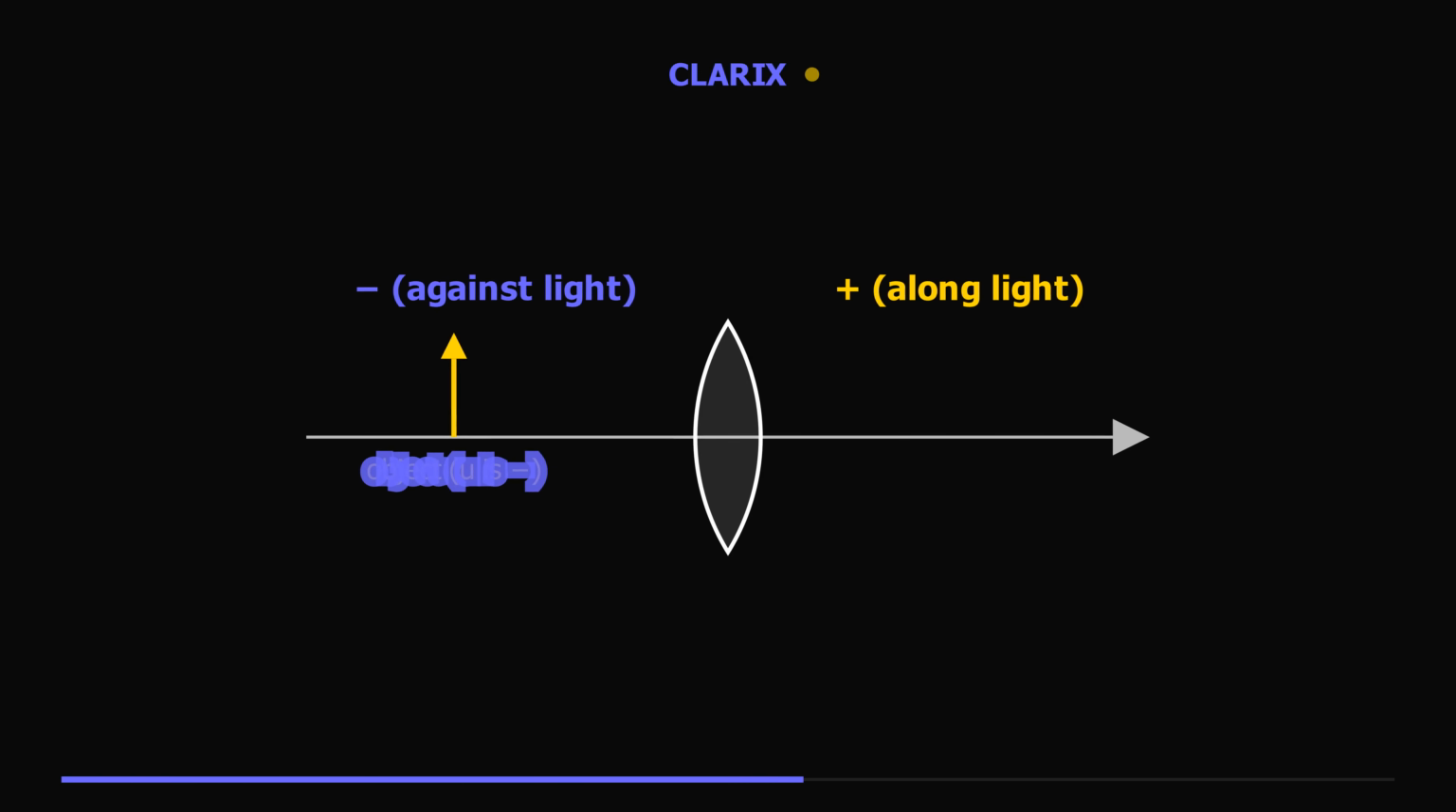The sign rules are the same new Cartesian convention as before. Optical center at the origin, object on the left, so the object distance u is negative. Distances along the outgoing light, to the right, are positive. Against it, negative. Heights above the axis, positive, below negative. Get the signs in correctly and the formula does the rest.